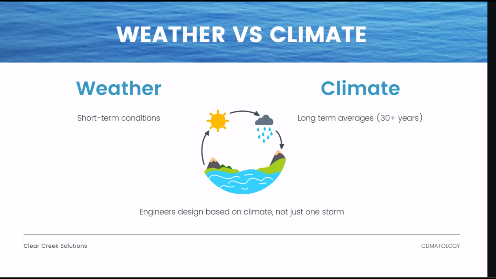Weather represents the short-term state of the atmosphere, which is today's rain, wind, or temperature. Climate, on the other hand, represents the statistical average of the weather over 30 years or more. And for engineering purposes, climate data is essential because it smooths out daily variability and provides reliable baselines for design storms, flood frequency, and risk management.